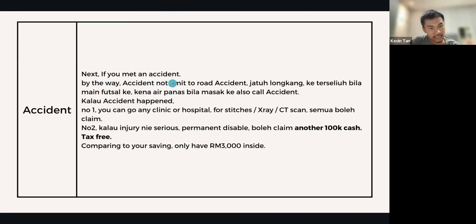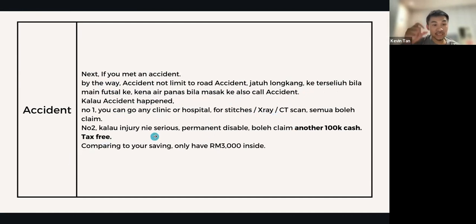Next, if you met an accident, by the way, accident is not limited to road accident. Falling into a drain is also an accident. Slipping when playing futsal is also an accident. Getting scalded by hot water when cooking is also called an accident. So if an accident happens, number one, you can go to a clinic or hospital, stitches, x-ray, even a CT scan for the head, all can claim.